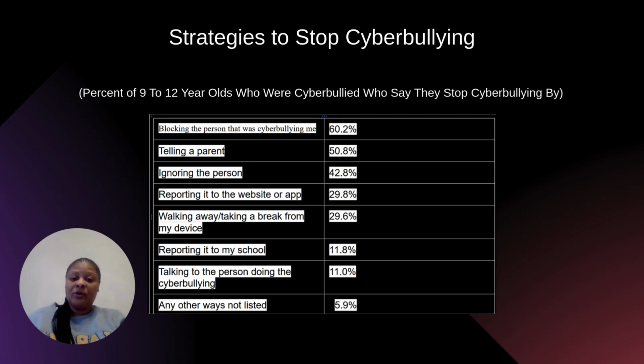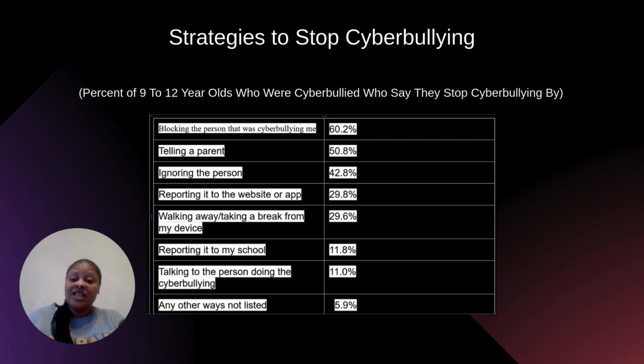What worked to stop cyberbullying? Today, I will discuss strategies to stop cyberbullying for 9 to 12-year-olds who were cyberbullied. The data indicates that 60.2% of children, 9 to 12-year-olds, who were cyberbullied blocked the person who was cyberbullying them. 50.8% of those children told a parent. 42.8% of those children ignored the person who was cyberbullying them. 29.8% of the children reported it to the website or the app.